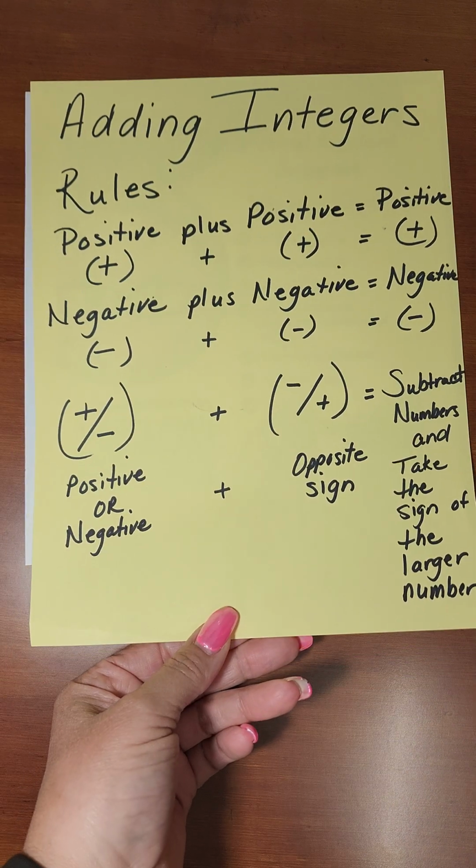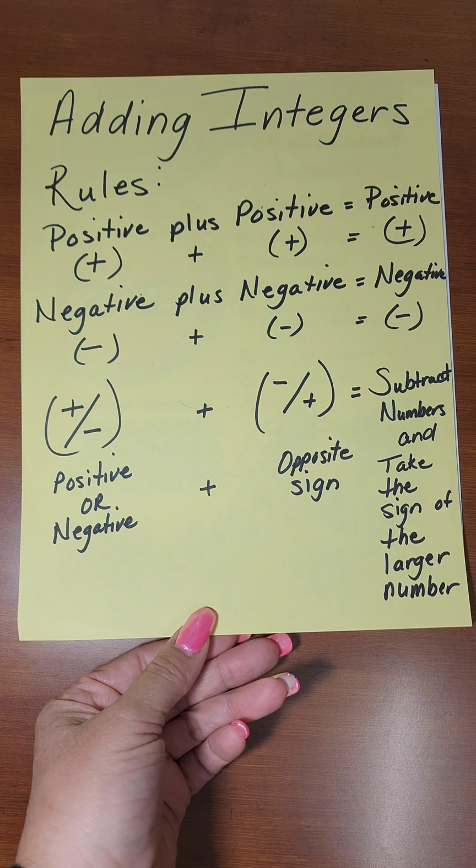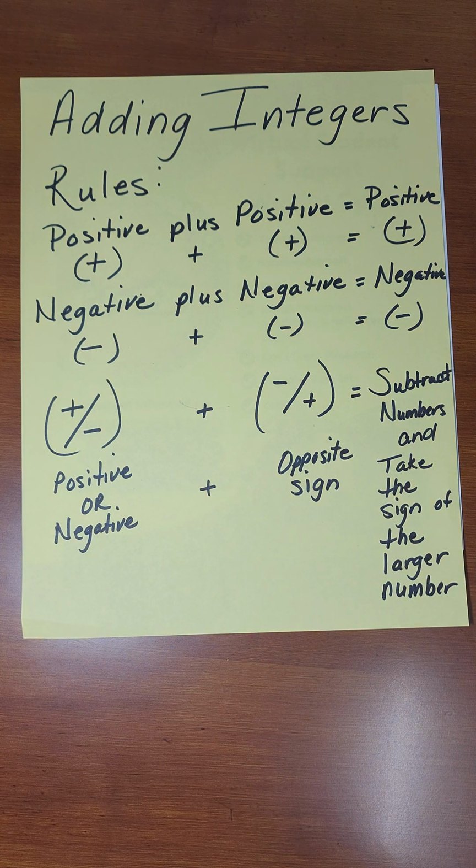So I wanted to introduce adding integers and the rules. For the rules, a positive plus a positive equals a positive. A negative plus a negative equals a negative. And if you have opposite signs, you subtract the two numbers and you take the sign of the larger number. Commit these to memory. You will need these over and over and over again.